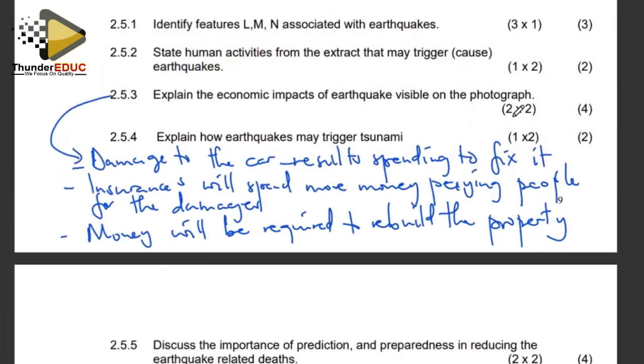Explain how earthquake may trigger tsunamis. Tsunamis, we understand that tsunamis, those are rough seas, whereby the water from the sea will ultimately flush out of the ocean and cause flooding conditions. How are those two related? Earthquake, how does it trigger a tsunami?